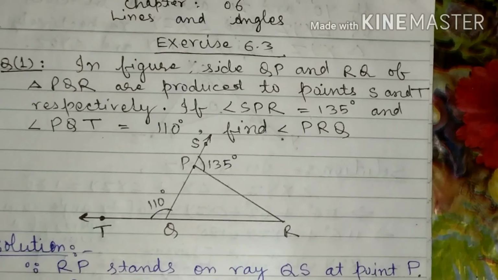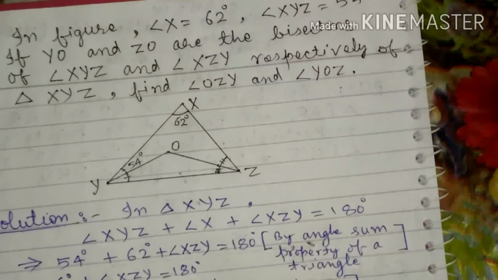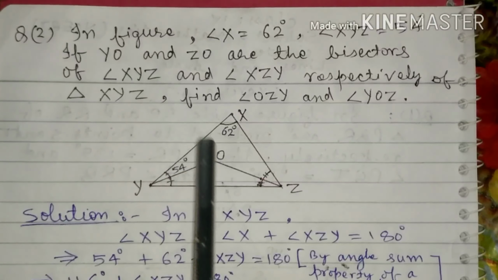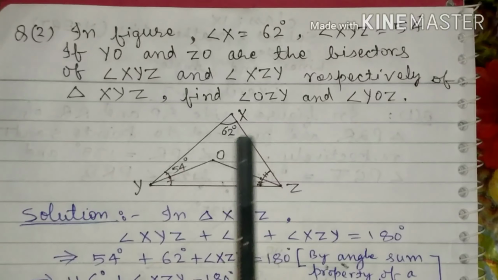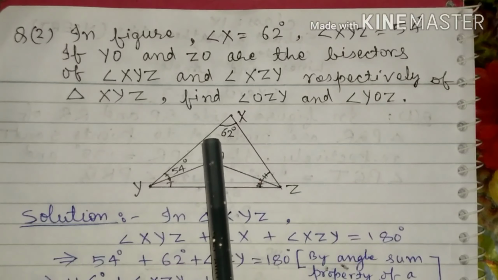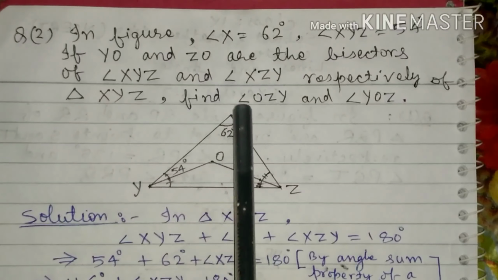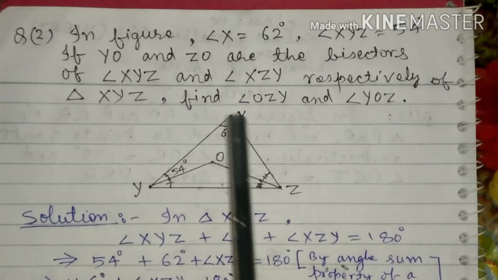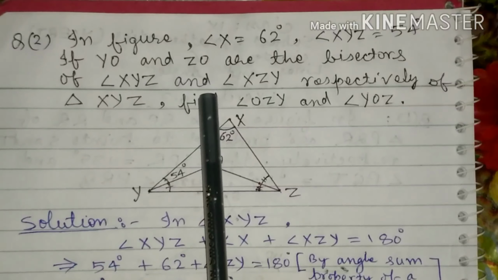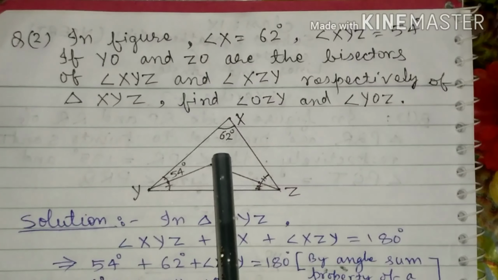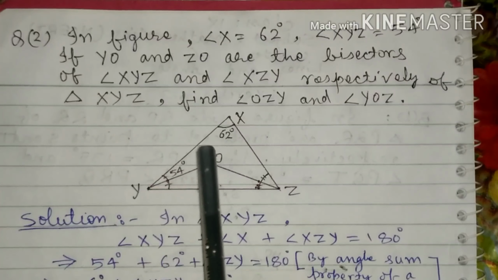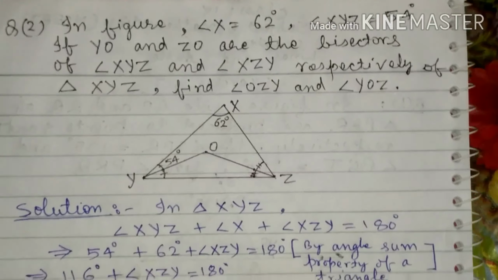Now, come to the next question. Next question is question number 2. In the figure, angle X is given as 62 degrees, angle XYZ is given as 54 degrees, and YO and ZO are the bisectors of angle XYZ and angle XZY respectively of triangle XYZ. We have to find angle OZY and angle YOZ, these two angles.